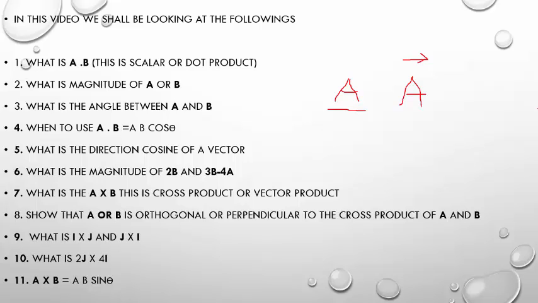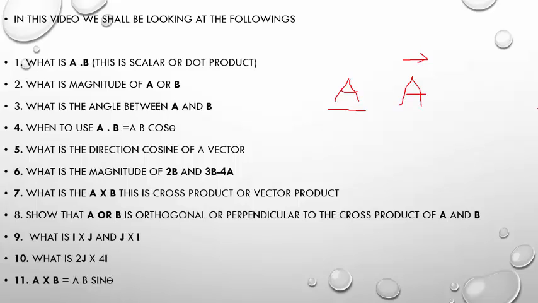We can find the magnitude of A itself or the magnitude of B. We can find the angle between A and B. Then when do we use A dot B is equal to AB cos theta? Then what is the direction cosine of a vector? Maybe vector A, vector B, vector C, a vector that has been given. Then what is the magnitude of, maybe you are multiplying a vector with a numerical value, or you are subtracting a vector from a vector.